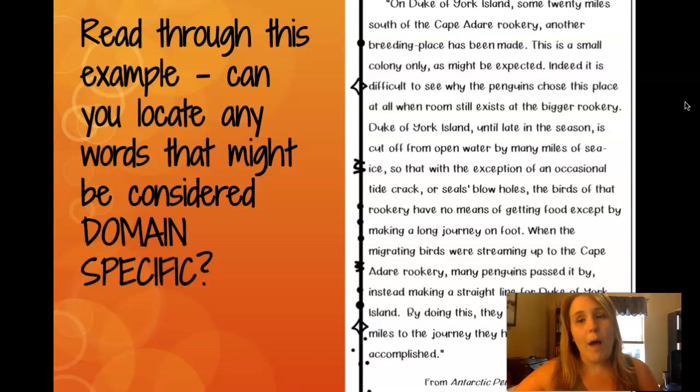Go ahead and pause your video right now and read through this paragraph and see if there's one specific word that pops out to you that would be considered domain specific, that only somebody who's really knowledgeable about this topic would know. So go ahead and pause and read right now.